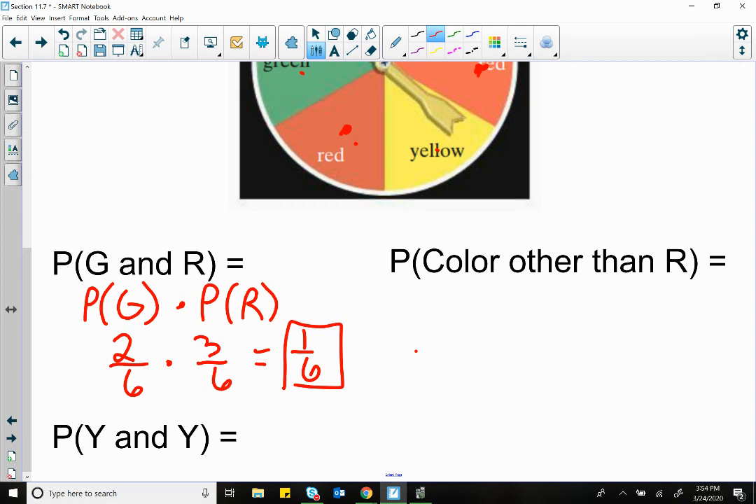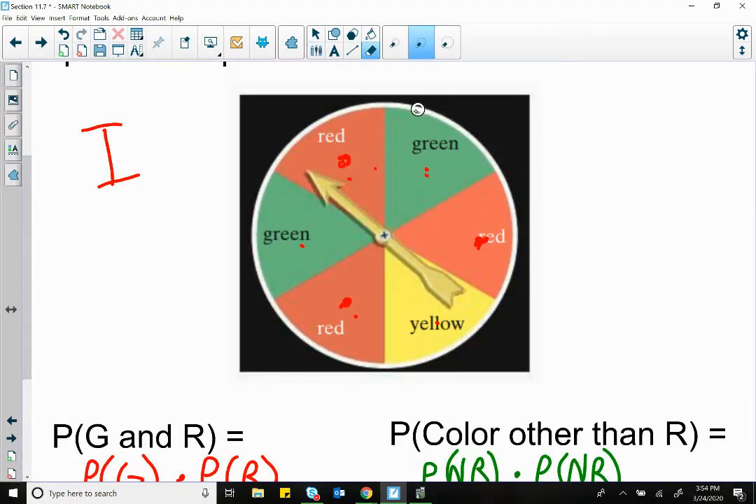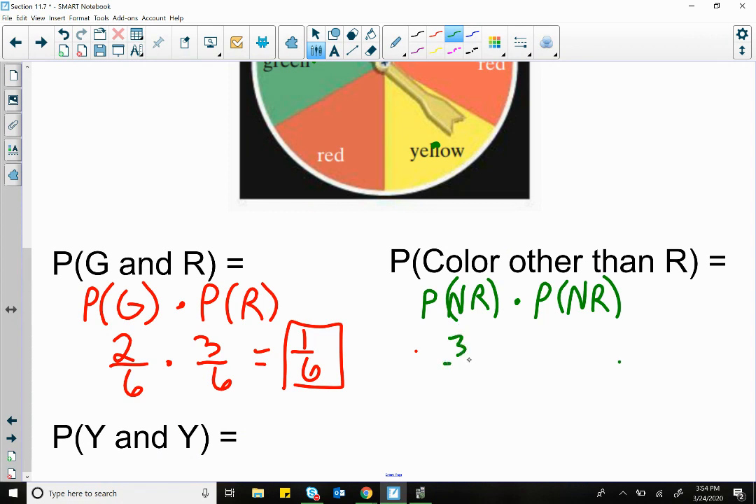So let's do another one. So we want the probability of basically no red, and we're going to multiply that by the probability of no red. Well, how many spaces up here are not red? So if we count that up, we've got 1, 2, 3 out of 6. So the first probability is 3 out of 6. Second probability, because it's not affected, is 3 out of 6. So all we got to do is just multiply these two pieces together.